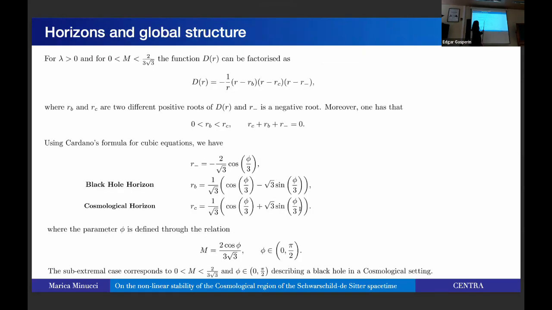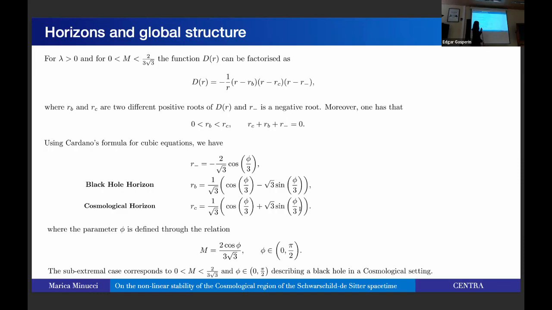In terms of the structure of the spacetime, since the mass is bounded between the following values, and we are in the case of a positive cosmological constant, one can factorize in the following way, where r_b and r_c are positive roots, and r minus is a negative one. One can explicitly write down these roots by using Cardano's formula for cubic equations and define this quantity phi.